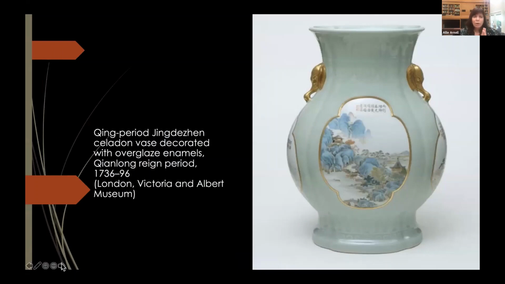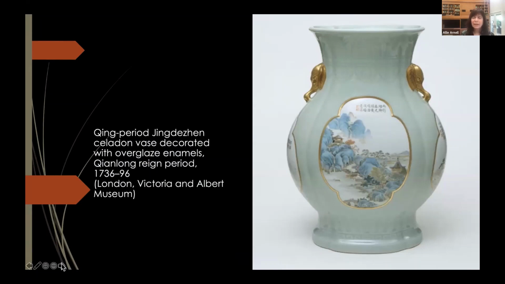When we get to the later part of the Qianlong reign, so that's that third emperor that we've been discussing, we see a lot of things happening in terms of the porcelain production. And there's a combination of many different ideas that are happening during this time period.